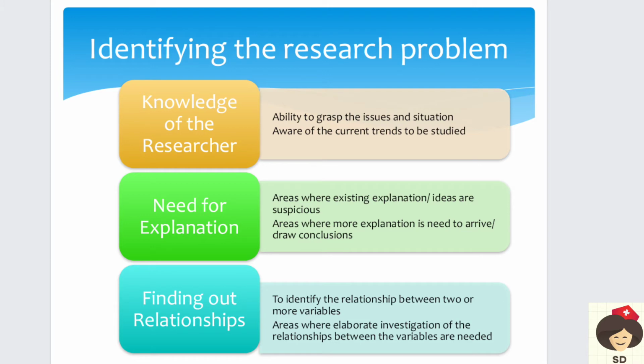And in identifying the research problem, we have to find out the relationship. So that is to identify the relationship between two variables. Whenever we do a research, we must have two variables, and between the two variables, whether there is a significant relation or a non-significant relation has to be identified. And also in areas where an elaborate relationship is not found, the researcher can do the study and find out a detailed relationship between the variables.